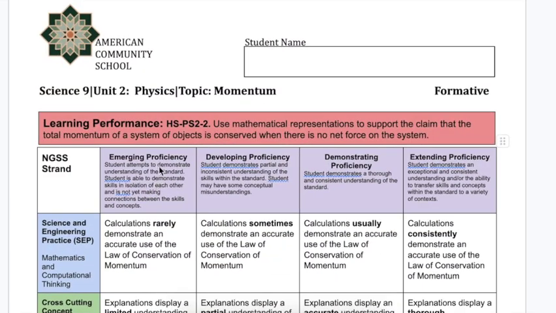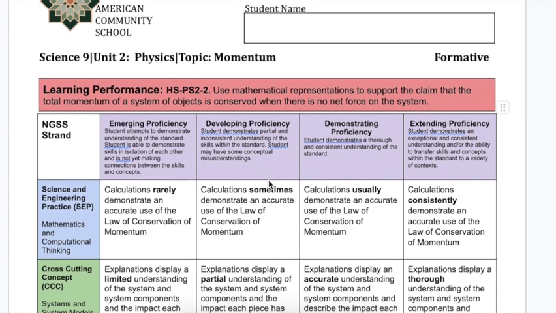Here we will see a reminder of the standard that we are focused on, which is to use mathematical representations to support the claim that total momentum of a system of objects is conserved when there's no net force on the system. So really what we are focusing on is known as an isolated system. It's important to understand how the system is made up, how the forces relate to each other, and of course use the law of conservation of momentum, the mathematical representation of this law.